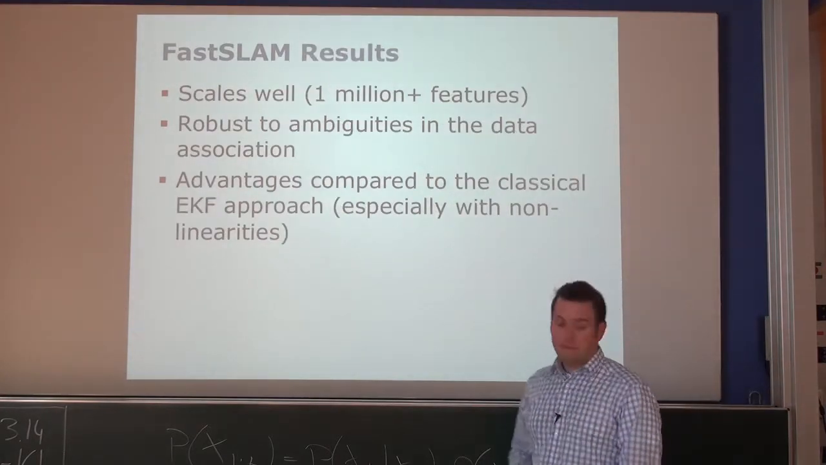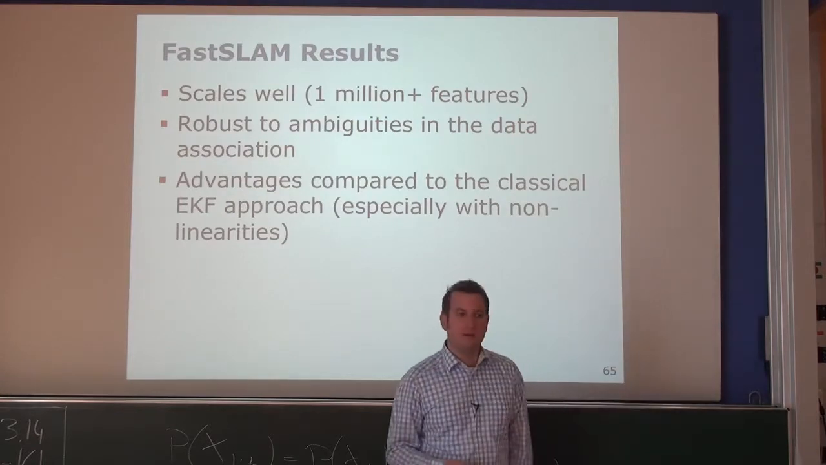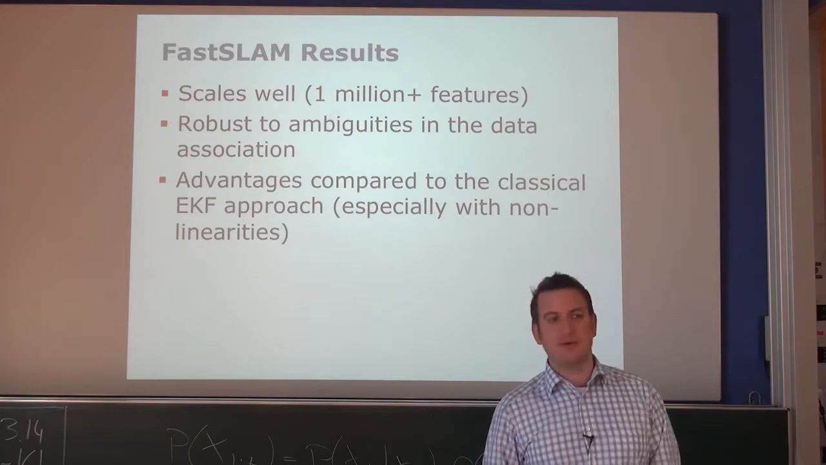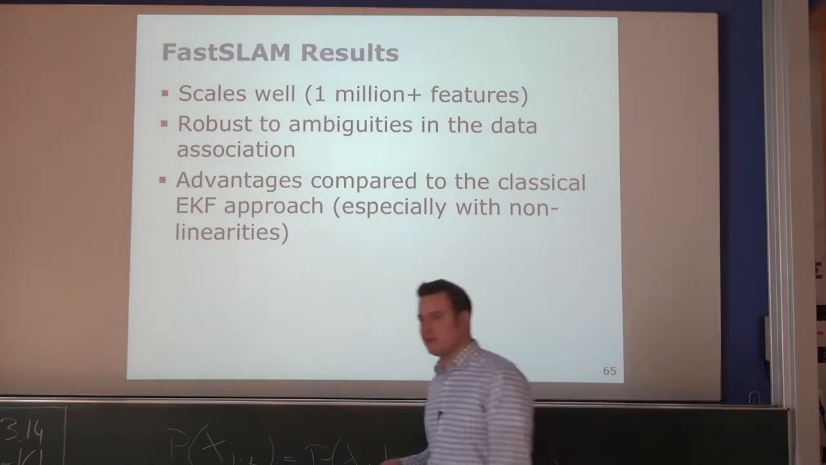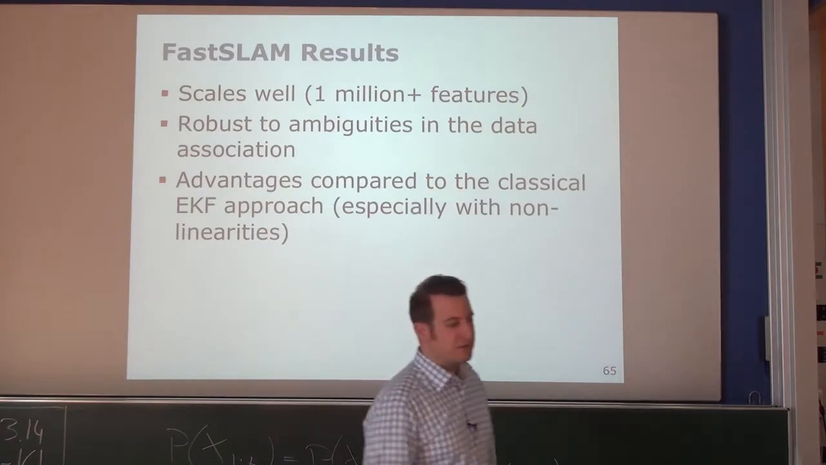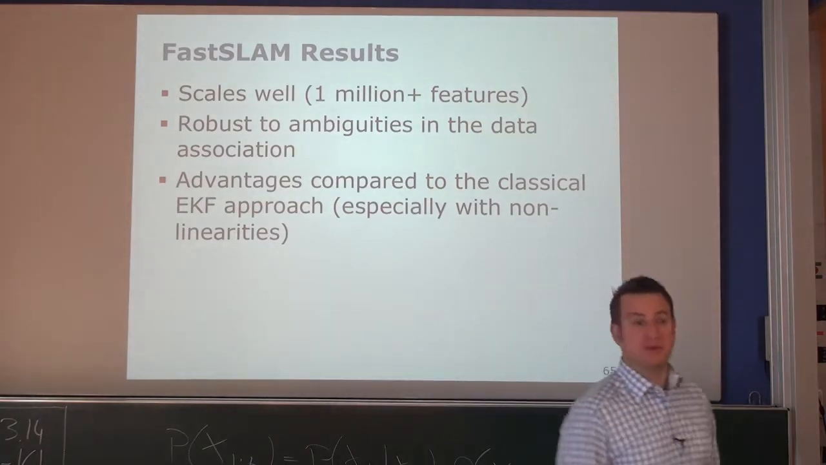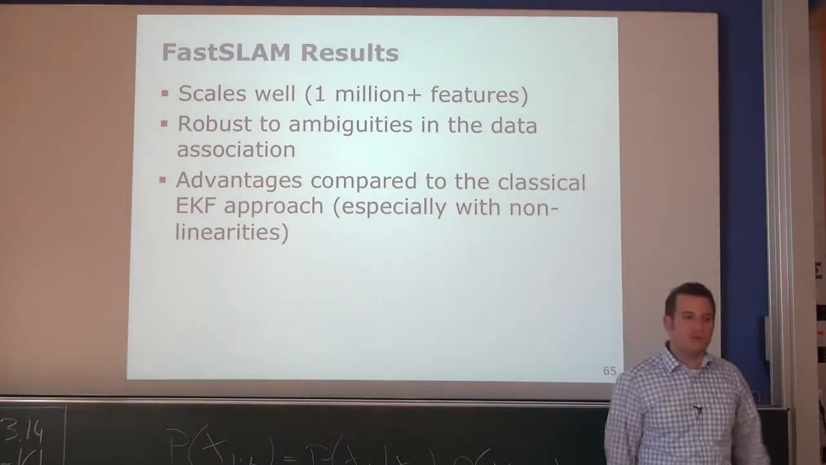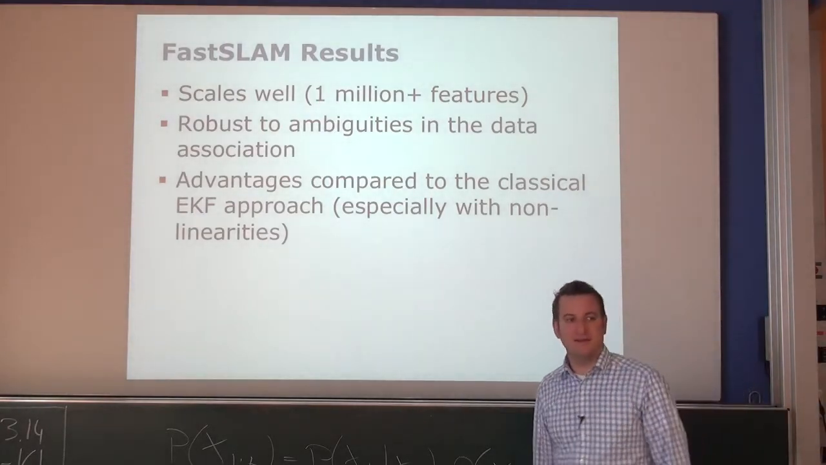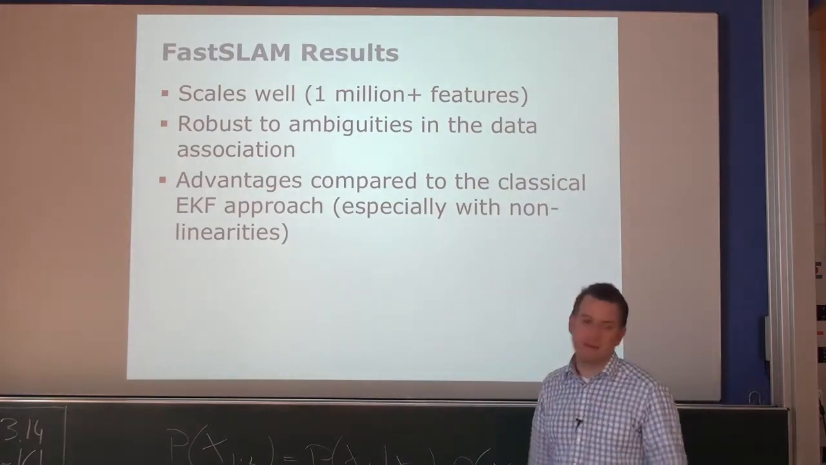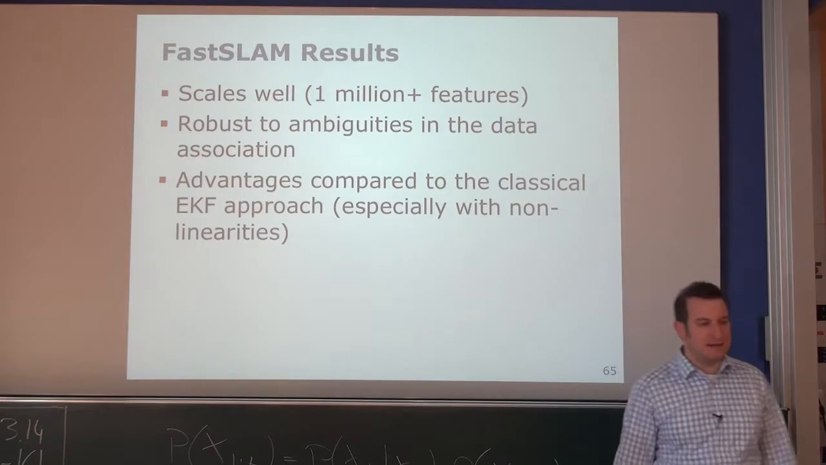Okay, FastSLAM has been shown to actually work quite convincingly. So it scales very well to millions of landmarks. There have been data sets with at least 1 million landmarks using FastSLAM in order to solve this problem, which gets pretty tricky for the EKF, because you would have a 2 by 2 million landmark covariance matrix. You need to invert matrices of this size. It can be ugly.